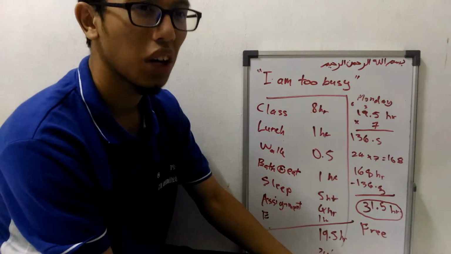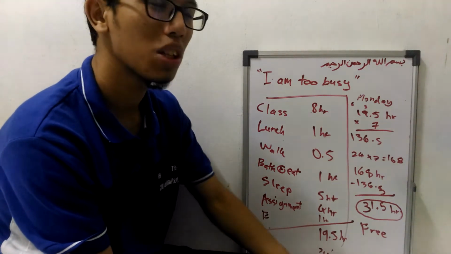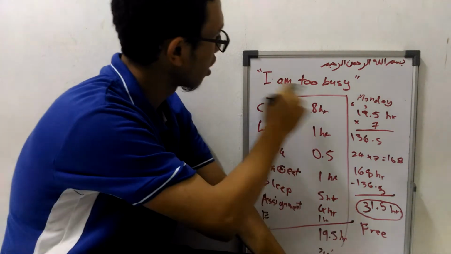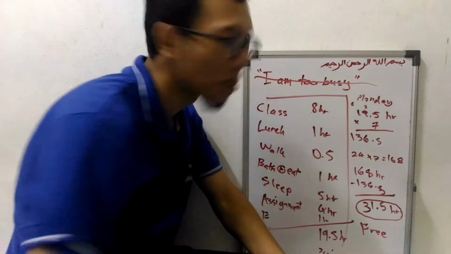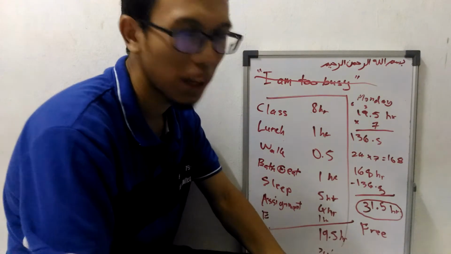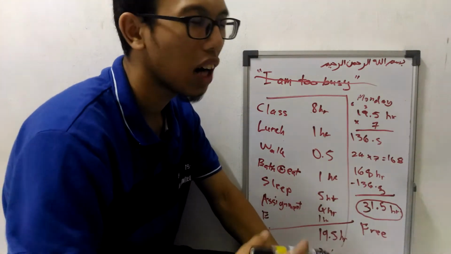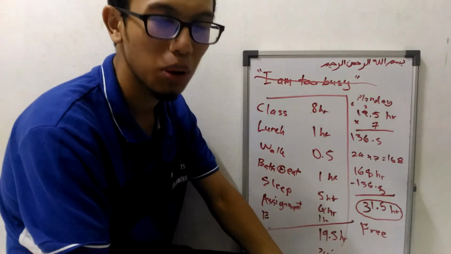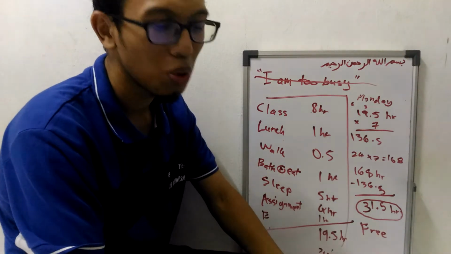So actually, we are never too busy. 24 hours per day is enough for us. We are never too busy. The question is, do we plan our time wisely? Are we willing to spend maybe 2 hours per week or 1 hour per week to plan our time?